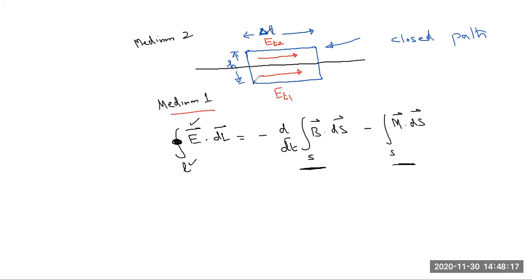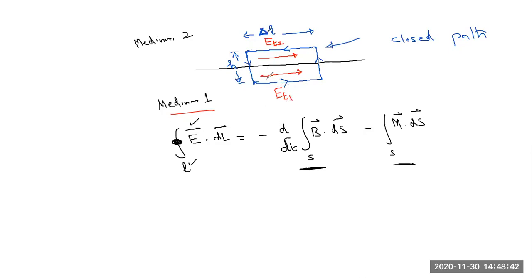Whenever you select a closed path, you have to mention from where you are starting. So let's assume that this is our starting point. So we start moving in this direction, and then we move in this direction, and then in this direction, and finally we come back to this. This is telling us the direction in which this closed path is traversed.